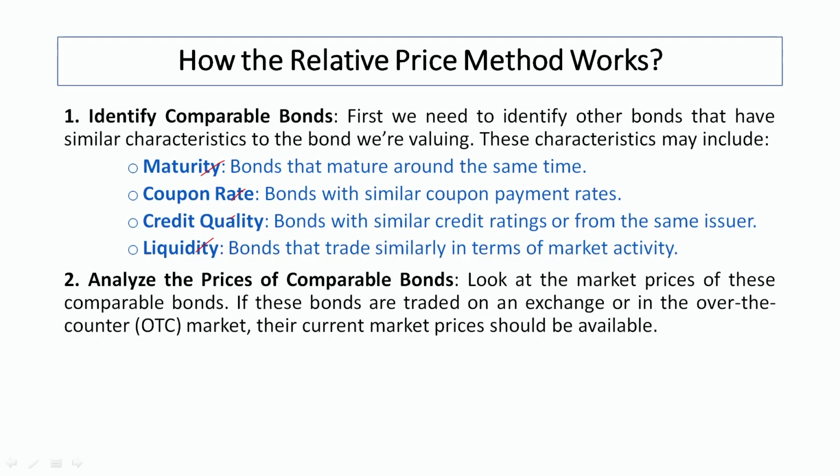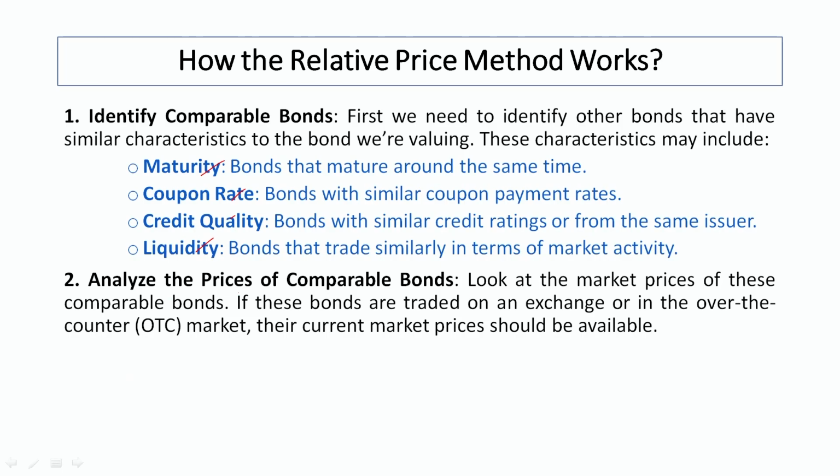Coupon rate should be almost similar. Suppose my coupon rate is 5%, I have to select a particular bond which is similar to 5%, or 5.5% or 4.75%, relevant to that only. Credit quality, I have mentioned that a similar credit rating should be given to that particular bond too.